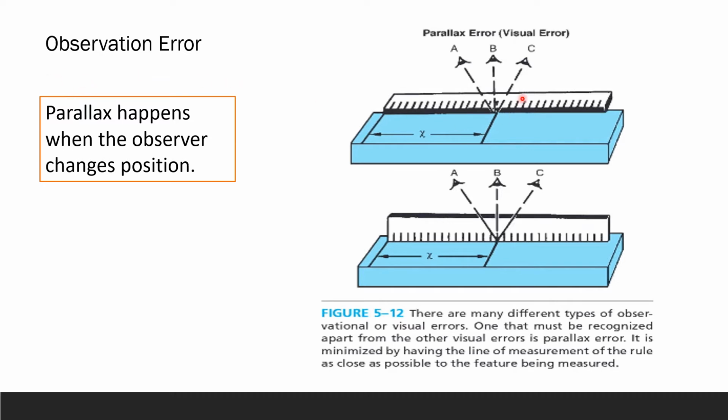Another observation error is called parallax error. That's just a visual error, and it usually happens when the observer changes his or her position.